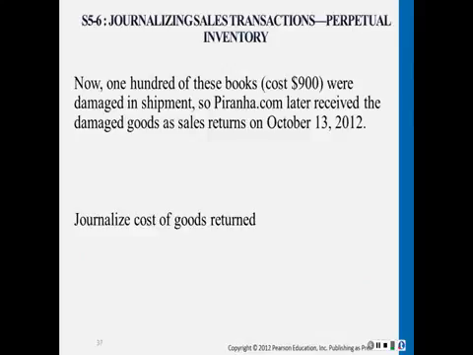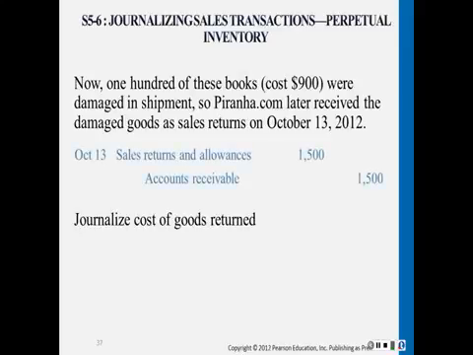Please remember that 100 of these books were returned at a cost of $900. They were damaged in shipment. The first entry, sales returns and allowances is debited $1,500, and accounts receivable is credited $1,500. The cost of the return is a debit to inventory for $900 and a credit to cost of goods sold for $900.